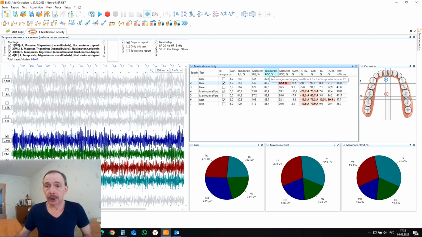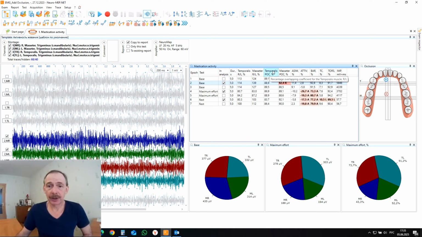Next is the POC calculation. POC is percentage overlapping coefficient. The parameter is calculated separately for temporalis and masseter. This is the right to left ratio. Here, the norm should be from 83 to 100%.